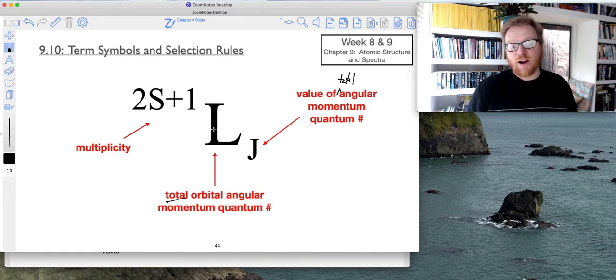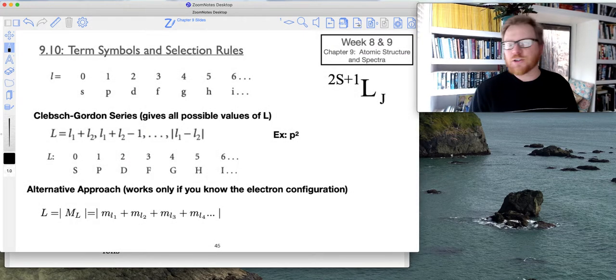And I like to compare this to electron configuration on crack. So this is basically electron configuration, but a little bit more difficult. But that's okay. You're chemists and you're senior chemistry majors. We can do this. So let's go.